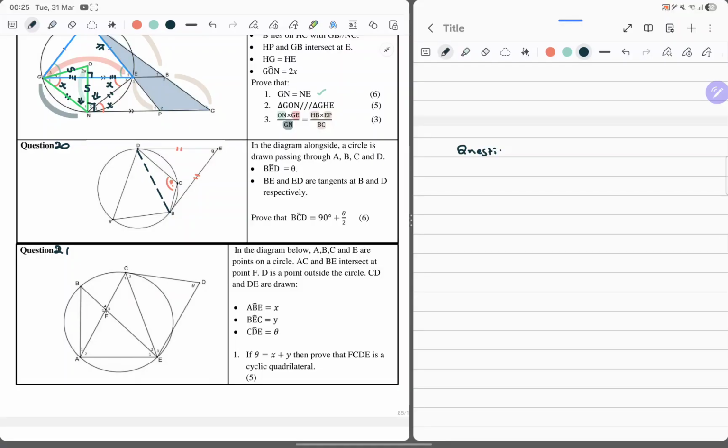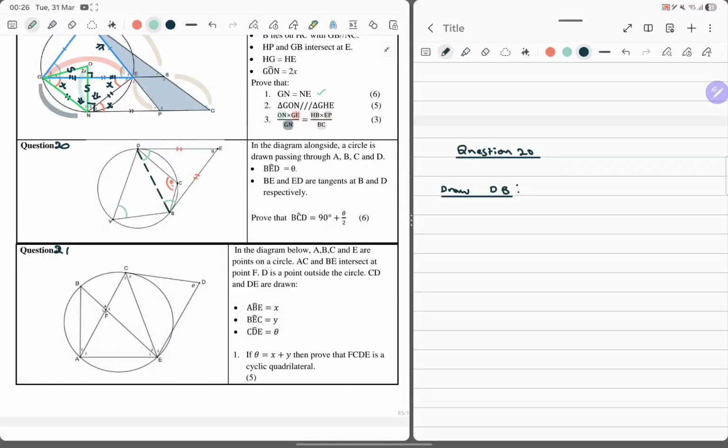Question 20. Now, what do we say here? We're going to say draw DB. Nice and easy. So what do we end up with, guys? Now we end up with nice things. This angle is going to be equal to that angle, tan chord theorem. Equal to that angle, tan chord theorem.